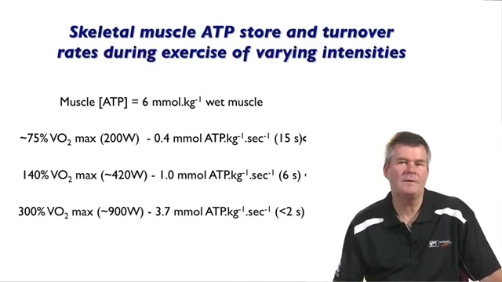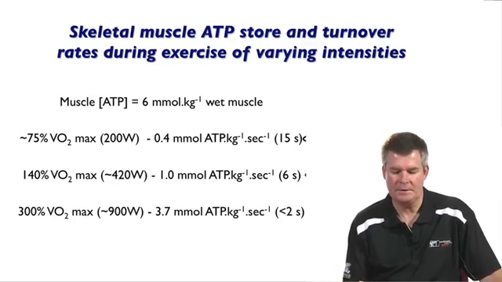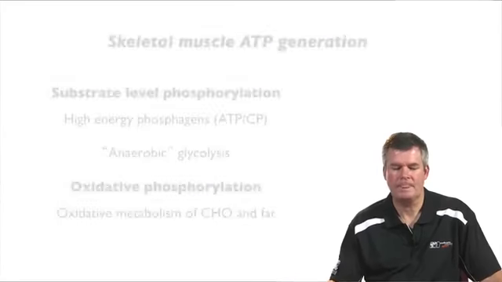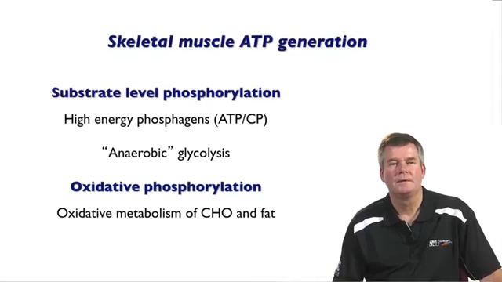And then if you went as hard as you possibly could for a very short period, relying only on the ATP in your muscle, you'd last less than 2 seconds. So clearly, other metabolic pathways in skeletal muscle are activated to generate ATP to maintain muscle contraction. These energy systems traditionally have been divided into two types.